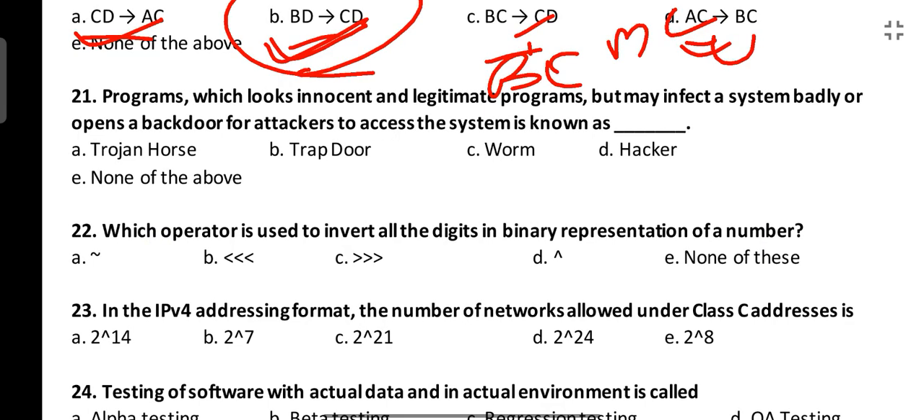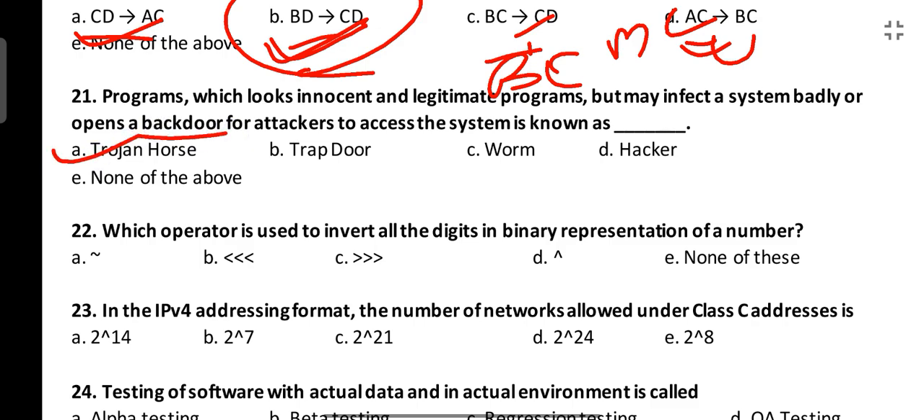Okay, question number 21. Someone has asked me to explain what is Trojan horse, trapdoor, backdoor. That's why I have come up with this question. Programs which look like innocent and legitimate programs but may infect the system badly or open a backdoor for attackers to access the system are known as Trojan horse.